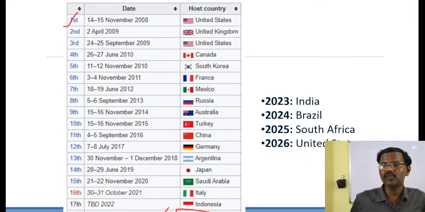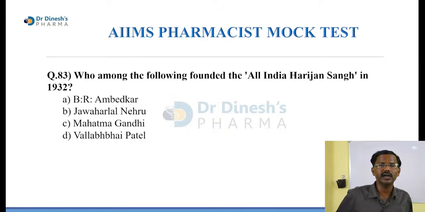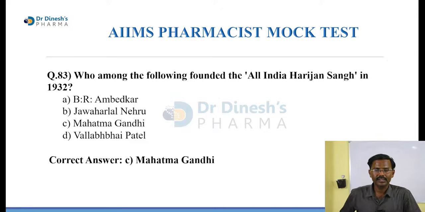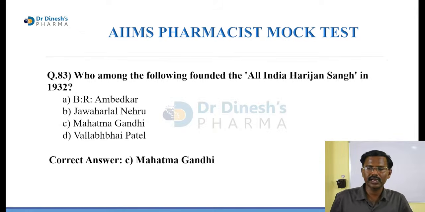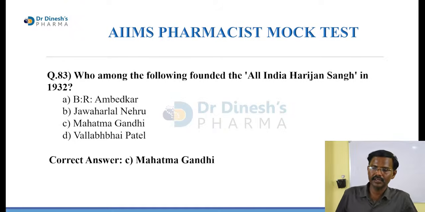Next, who among the following founded the All India Harijan Sangh? उसका आंसर है Mahatma Gandhi. He is the main person who established the All India Harijan Sangh in 1932.